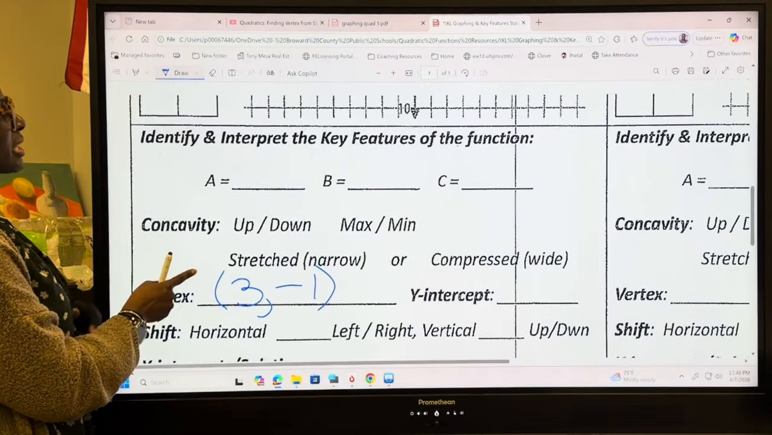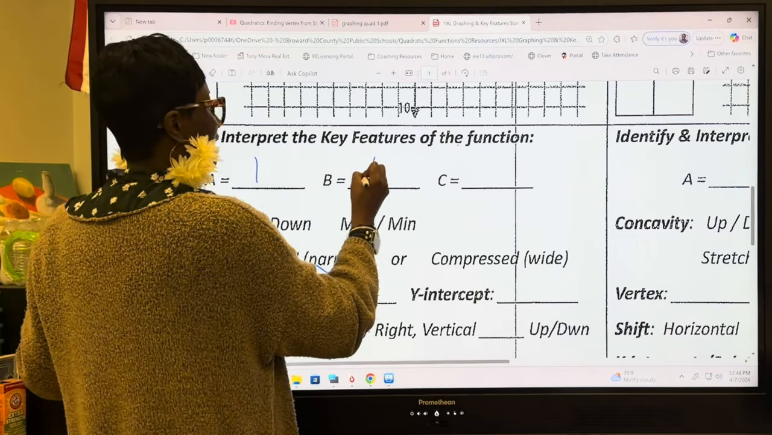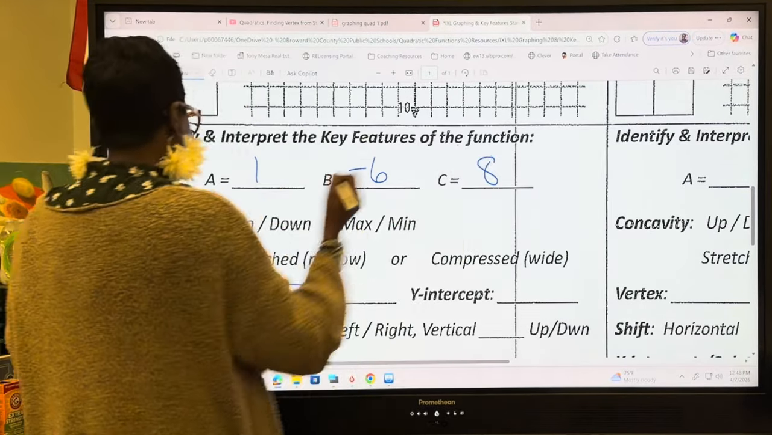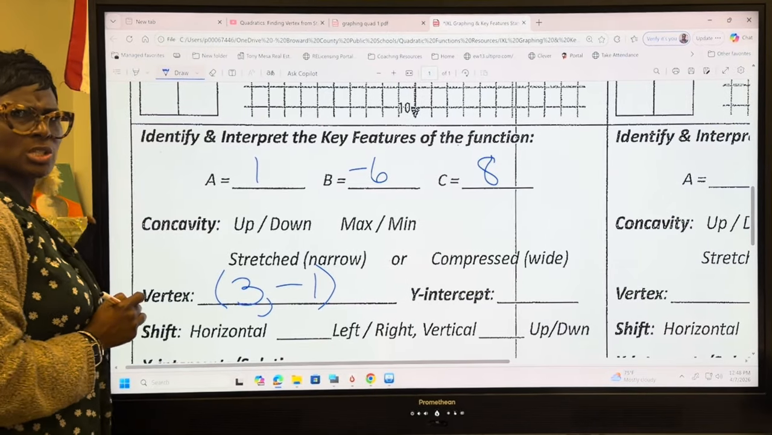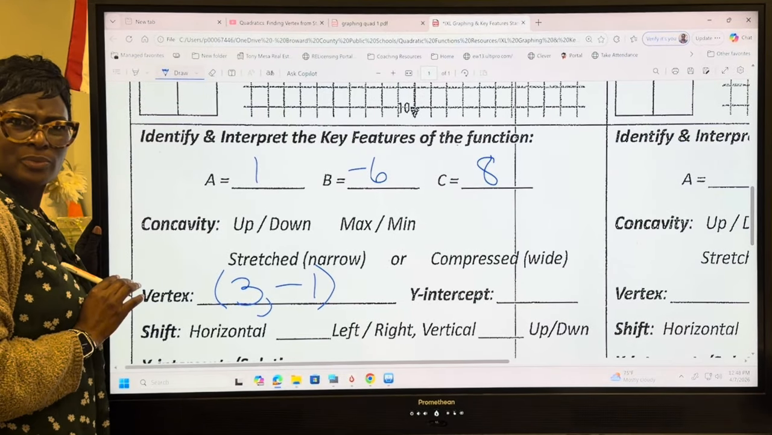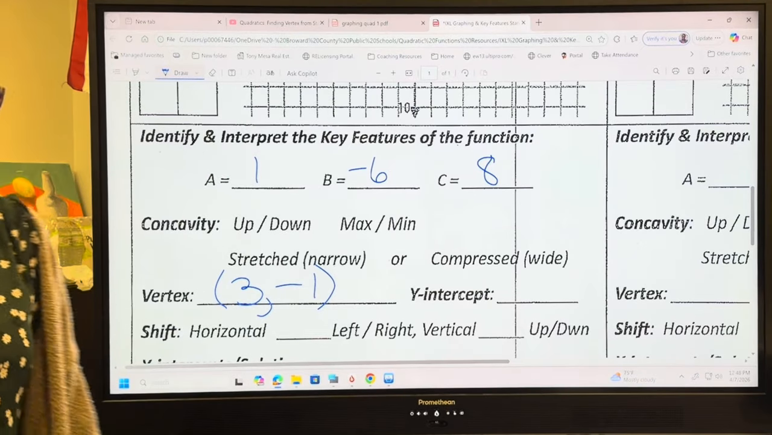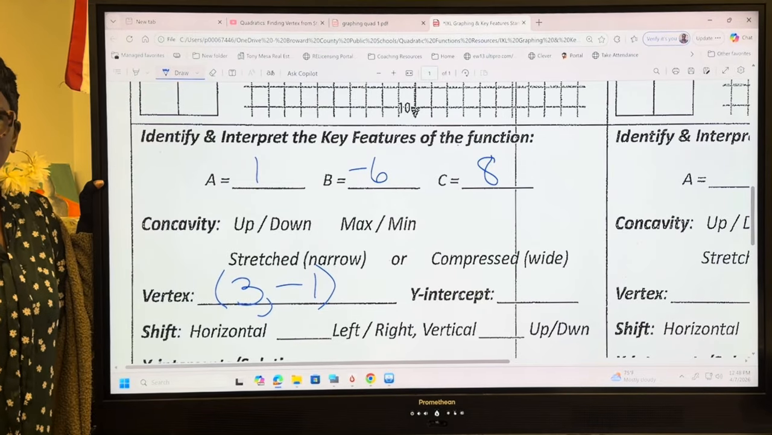What does the rest of this say? What was my A? 1. What's my B? Negative 6. What's my C? 8. All right, concavity, up or down? My concavity, is this thing bending up or bending down? How do we know it's up? Because what's positive? The A.